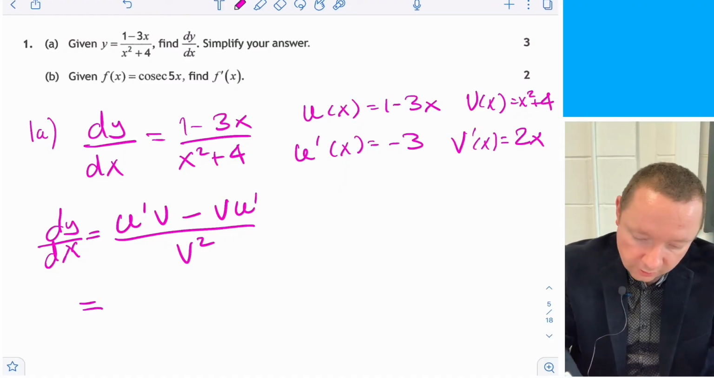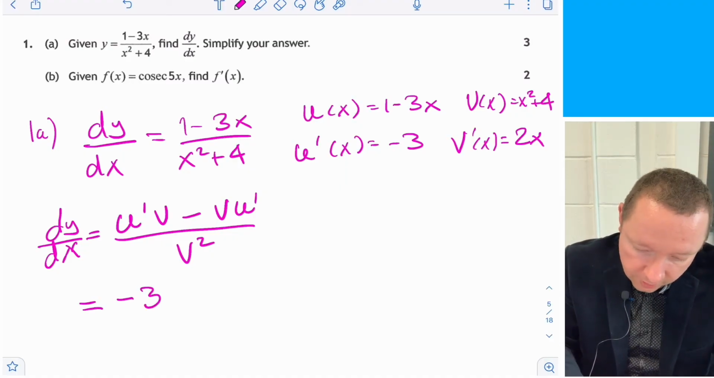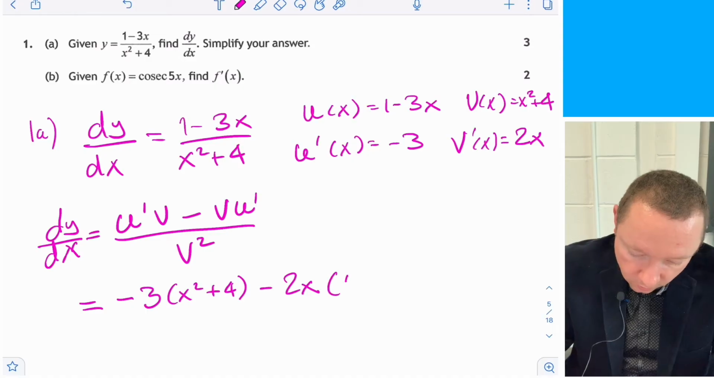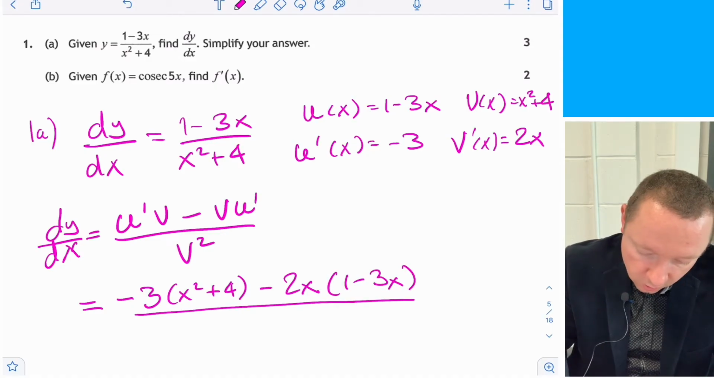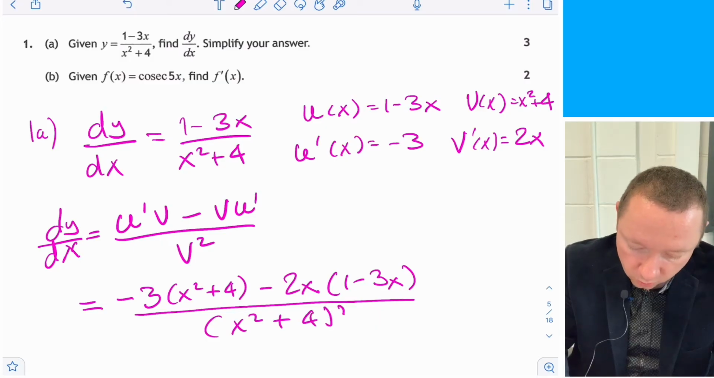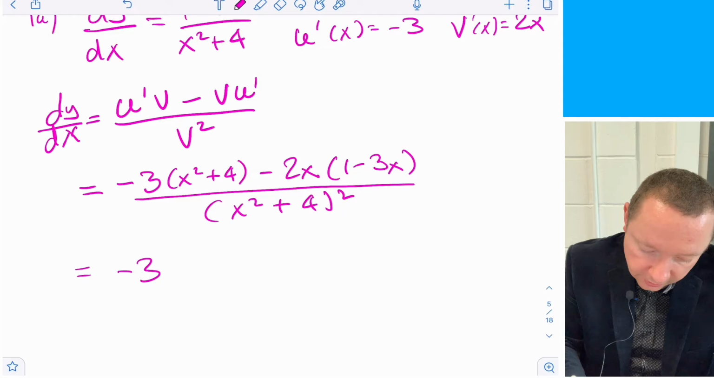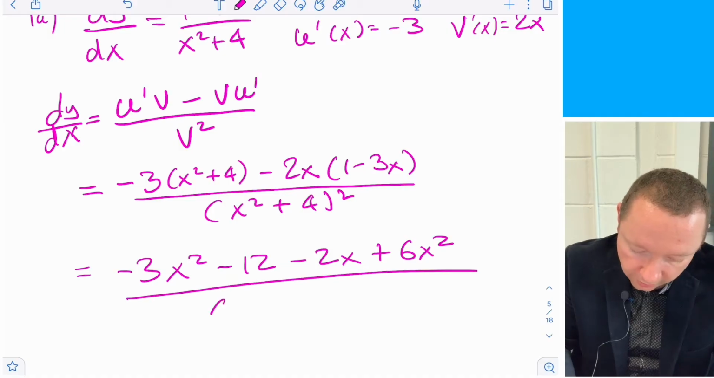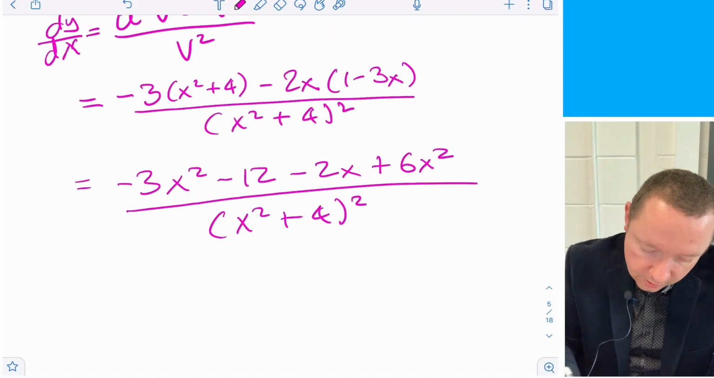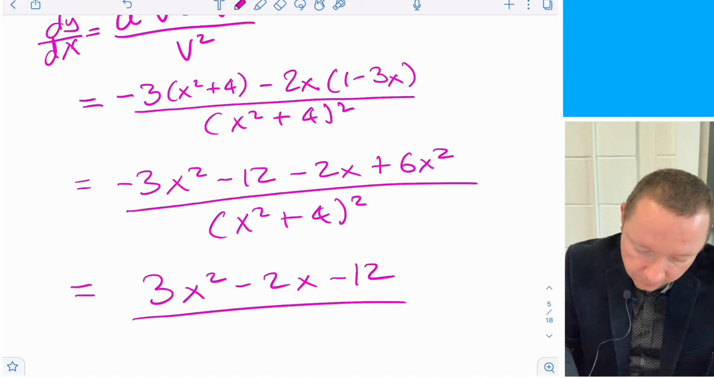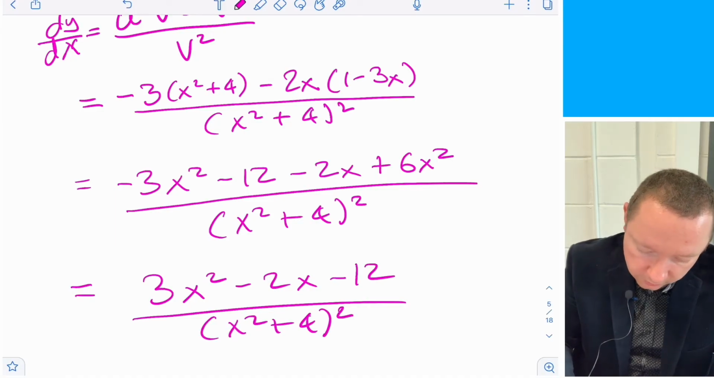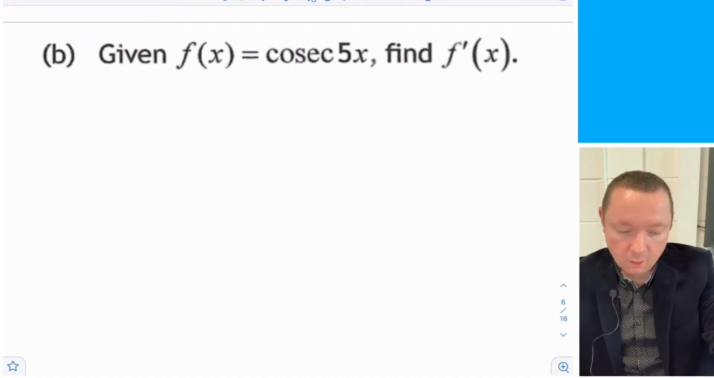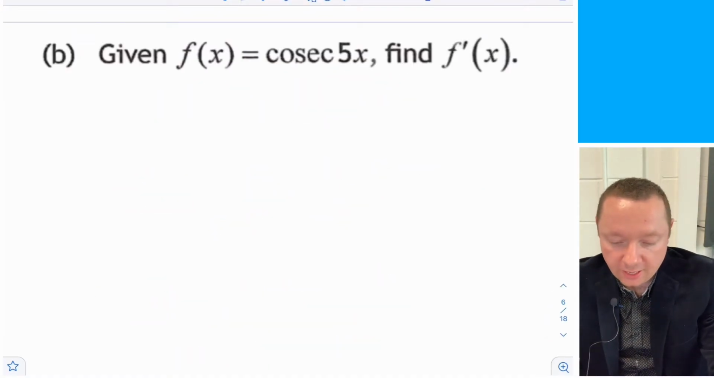So substituting everything we've got in, that gives us minus 3 times x squared plus 4, minus 2x times 1 minus 3x, all over x squared plus 4 all squared. So that equals minus 3x squared minus 12 minus 2x plus 6x squared over x squared plus 4 squared. That gives us 3x squared minus 2x minus 12 over x squared plus 4 all squared. And we're done.